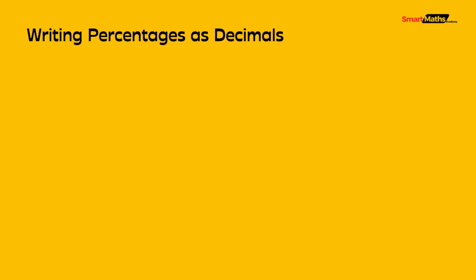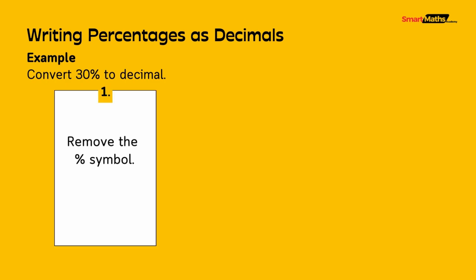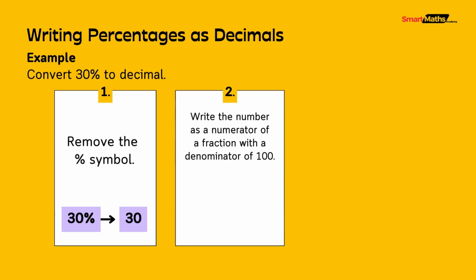That is writing percentages as decimals. We're going to make use of an example here. We have this percentage, 30%, and we want to convert it to a decimal. So how do we do that? That is what we're going to look at now. We're going to look into about 3 or 4 steps. The first thing is to remove the percentage symbol, so 30% will become 30, just like what we just finished. The next step is to write the number as the numerator of a fraction with a denominator of what? 100. So that's going to be 30 out of 100, right?